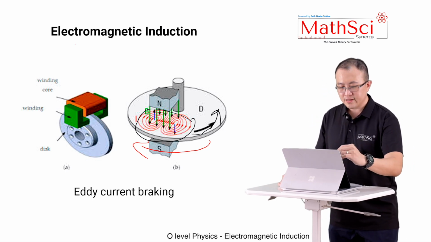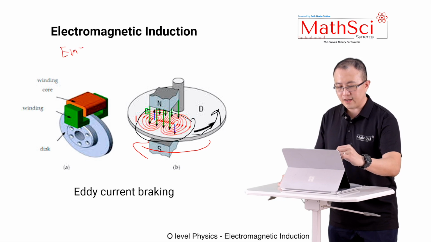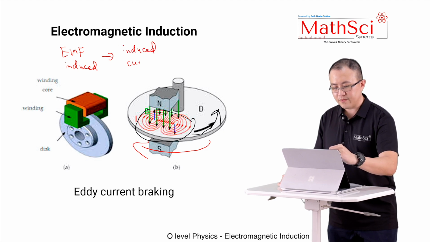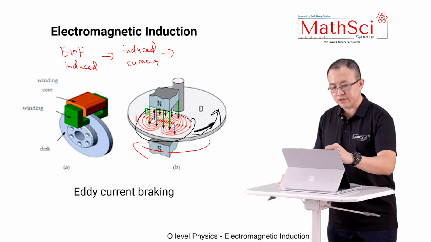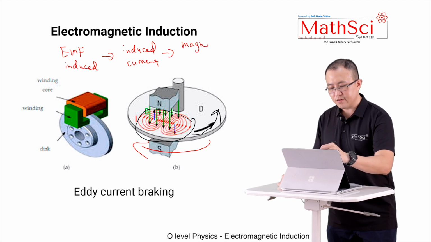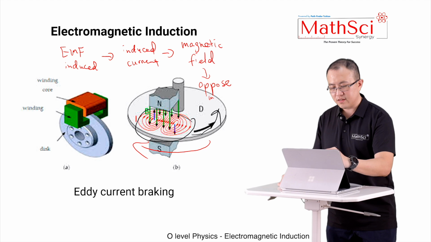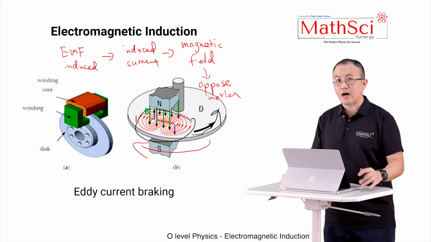So the steps will be: there will be an EMF induced. With a closed circuit, you get an induced current. The current produces a magnetic field. And last but not least, this magnetic field will oppose motion. So that's how I would see it.